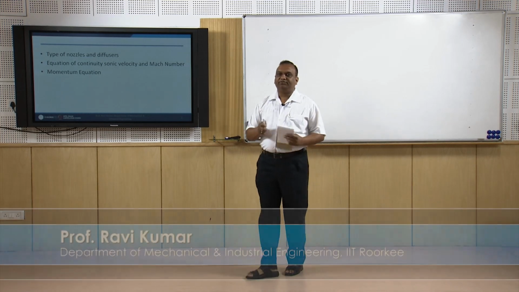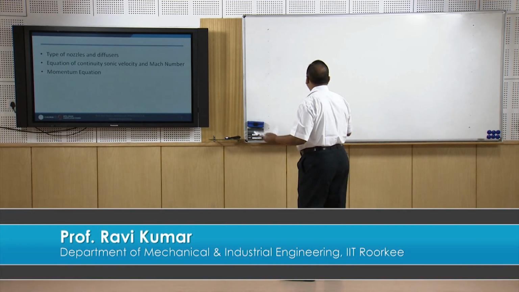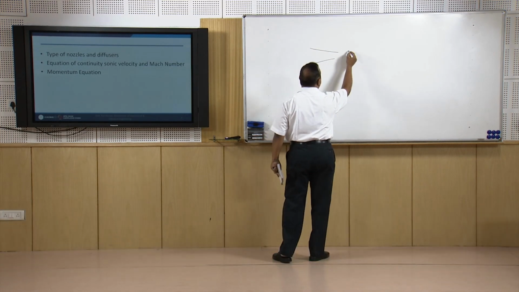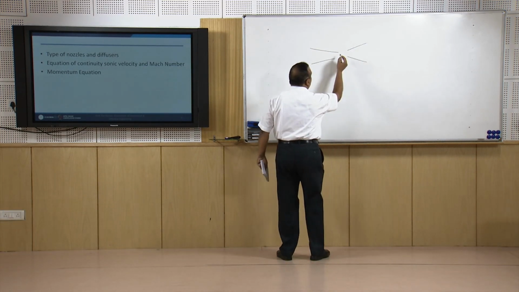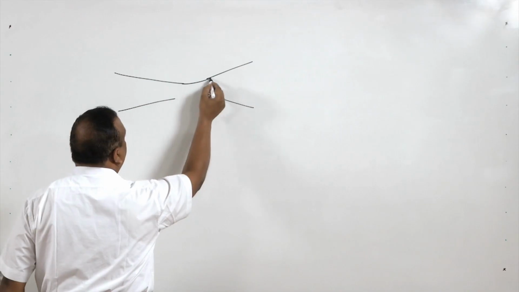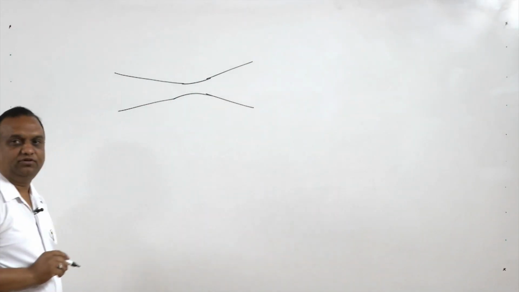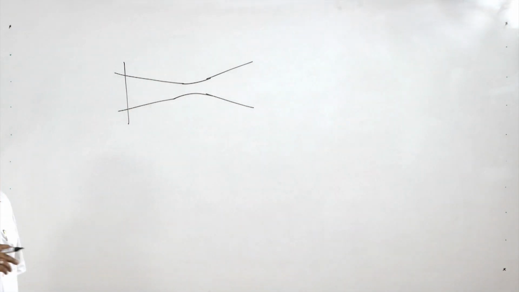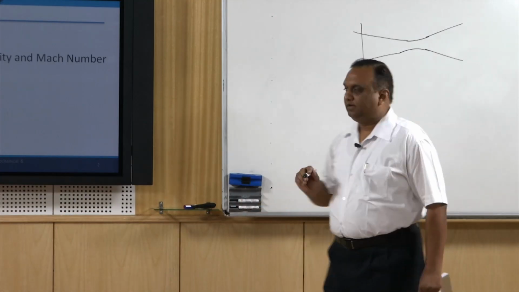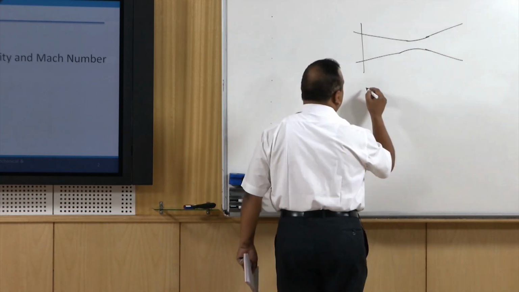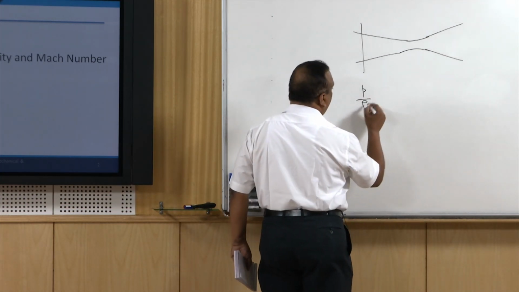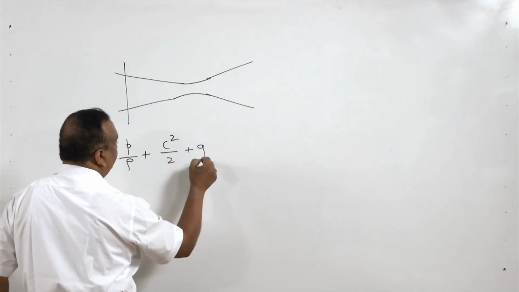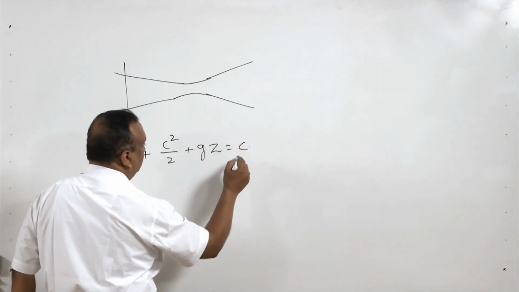Nozzle is a passage of varying cross section. It may be converging or diverging, or the varying cross section may be converging and diverging as well. So, it is a passage of varying cross section where pressure energy is converted into kinetic energy. All of us know the equation P by rho plus C square by 2 plus Gz is equal to constant.